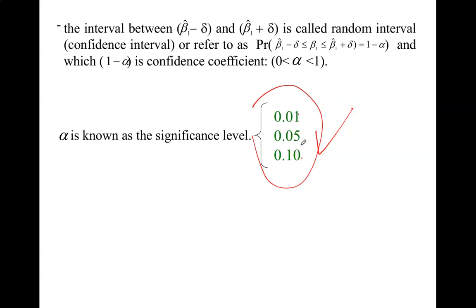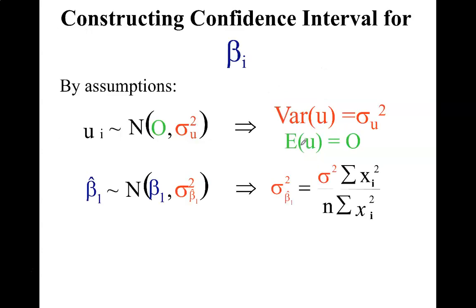So the simple answer for that is that you can choose your significance level, and you must be able to justify why you choose that significance level, right? That's one of the more important criteria as a researcher. So how to construct? The next few slides will be on the construction of the confidence interval for beta, right? It's constructed based on the assumption of normality.